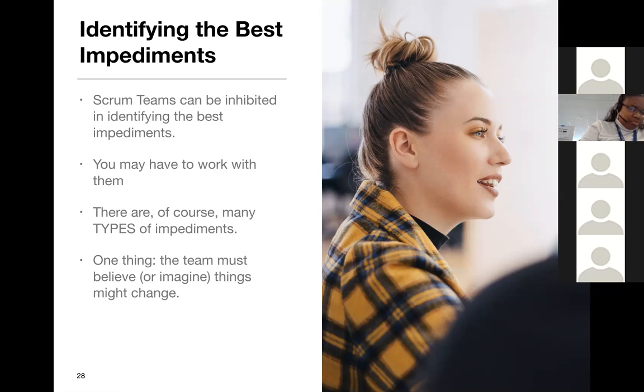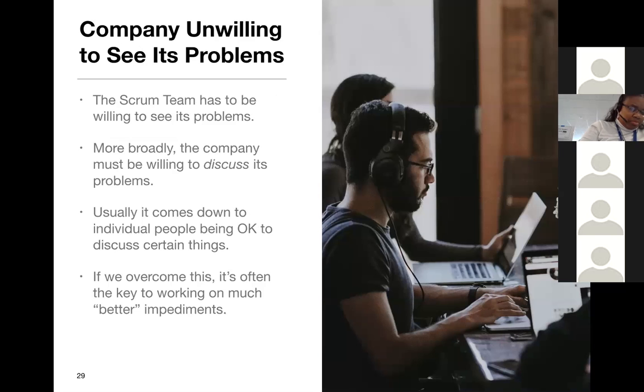Another key thing is they have to imagine or believe that things might change. So we kind of said that before, but I wanted to emphasize that on that last bullet point. Sometimes the company is unwilling to look at its problems. So you may have to address this. And I'm not sure this is an easy one to address, but you may have to address this issue, at least within the context of the team.